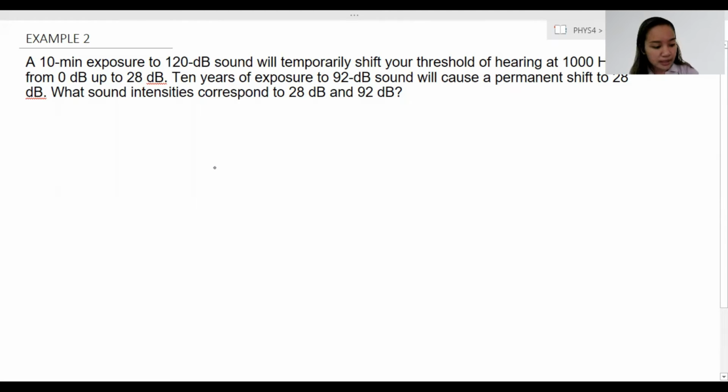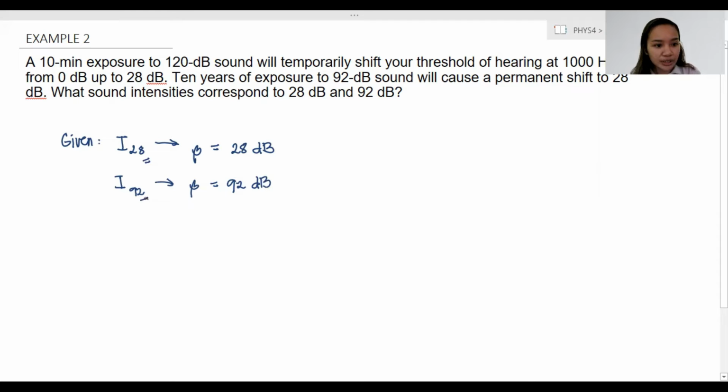Now to look for the sound intensities, we will first write our given. We have here, since we are going to look for the sound intensity for I28, our beta is equivalent to 28 decibels. Okay, and then for the sound intensity for the 92 decibels, our beta is 92 decibels. So this 28 and 92 is only an indication that we are going to solve for the sound intensity that corresponds to 28 decibels, so 28, and then 92 decibels is 92. So that is the purpose of the subscript.